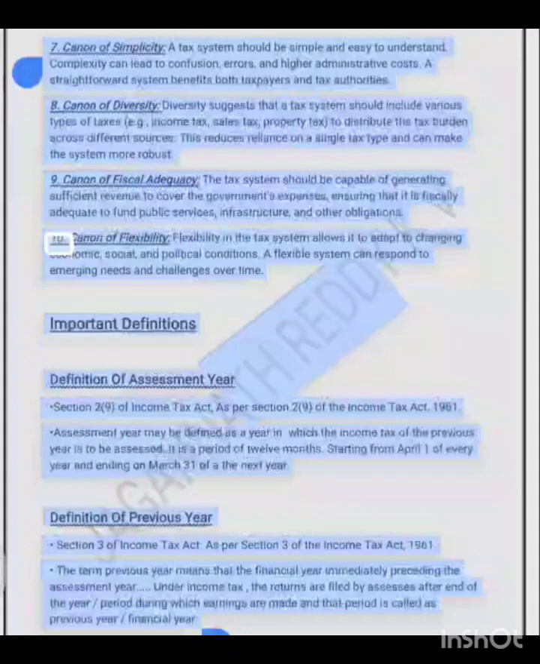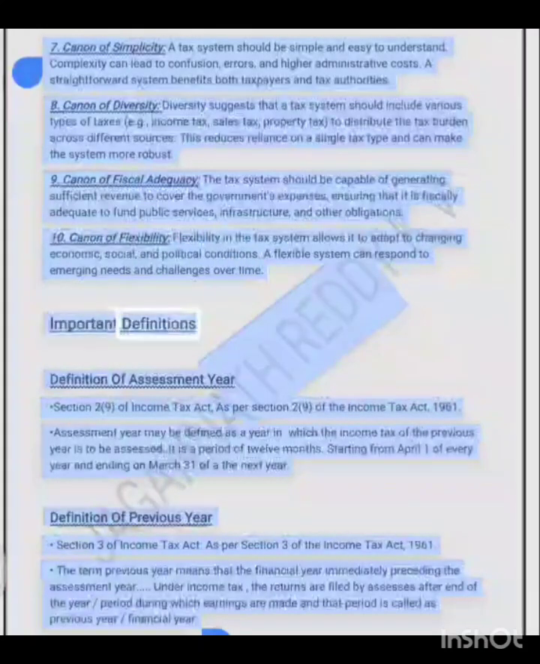10. Canon of flexibility. Flexibility in the tax system allows it to adapt to changing economic, social, and political conditions. A flexible system can respond to emerging needs and challenges over time.